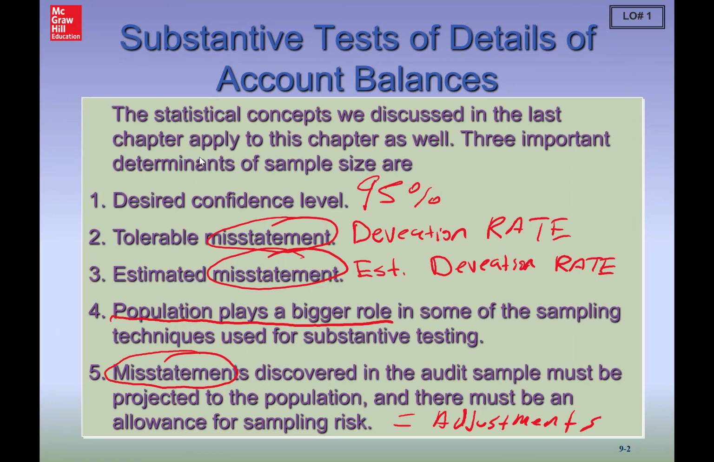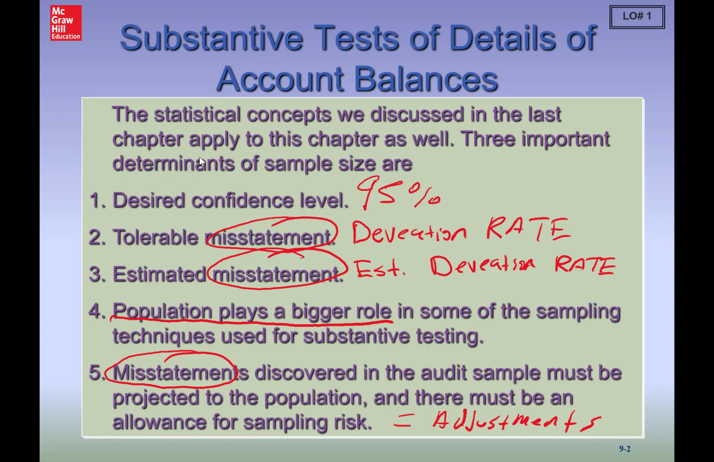And we're going to have our desired confidence level. Remember, we said that our confidence level could be 95%. That means that we're willing to accept a 5% risk that we have formed an incorrect conclusion about an account balance, or determined the account balance is not materially misstated when in fact it is. We want our confidence level to be high. We want our risk of incorrect acceptance to be fairly low.